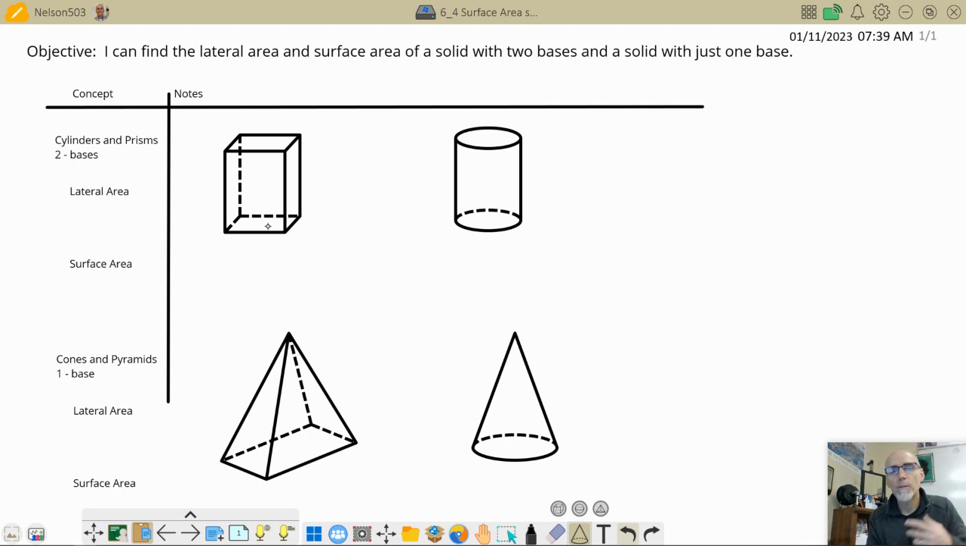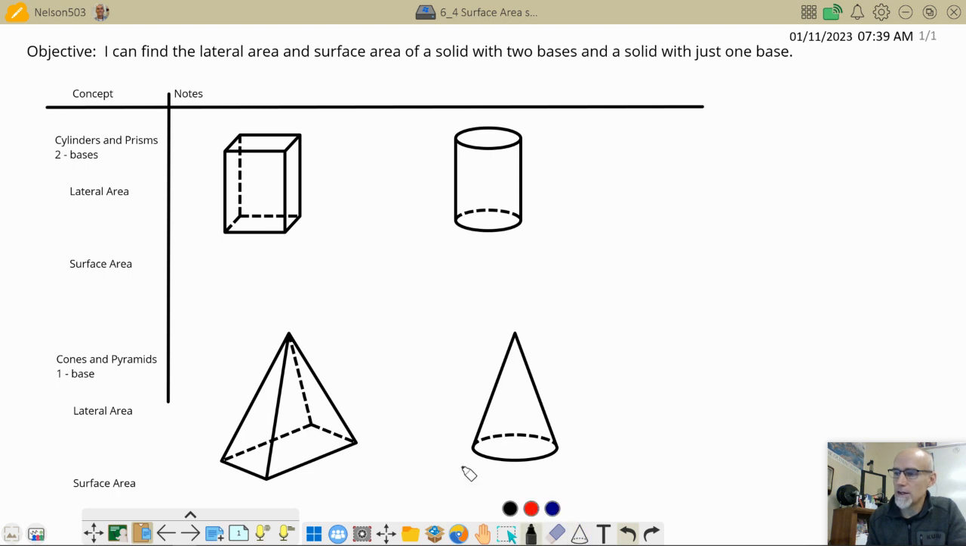Okay, so we're going to look at our objects today as ones that have two bases, like a top and a bottom. This one has a circle for a top and a bottom. This one's a cylinder, right? This one's called a prism. This one only has one base, and the lateral edges come to a point up here. This is called the vertex.